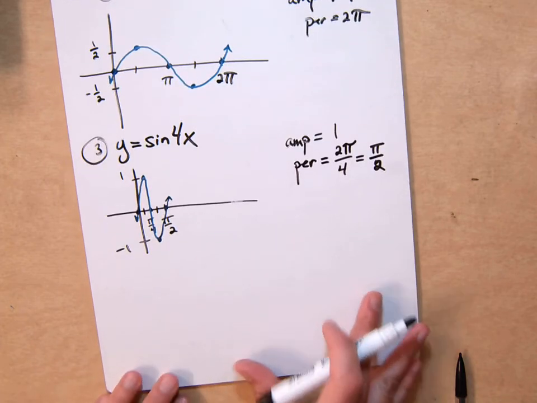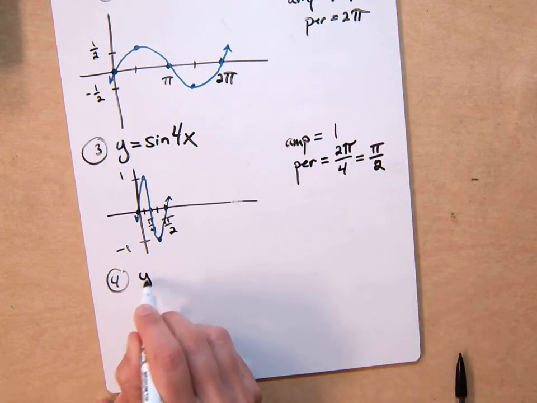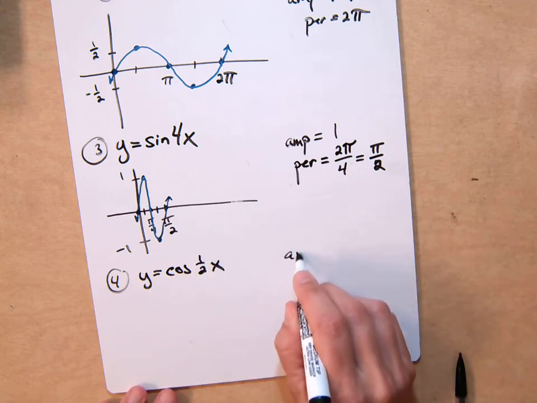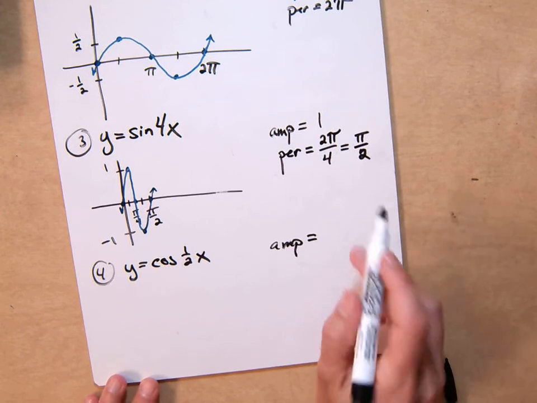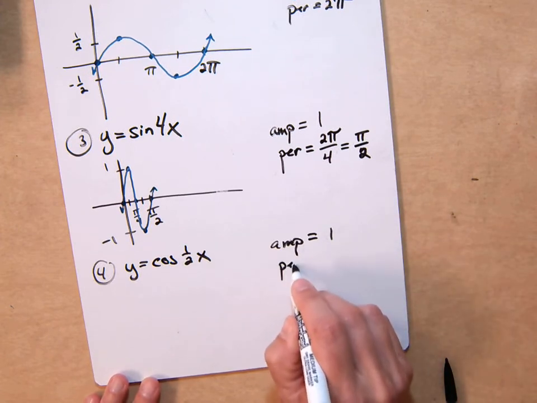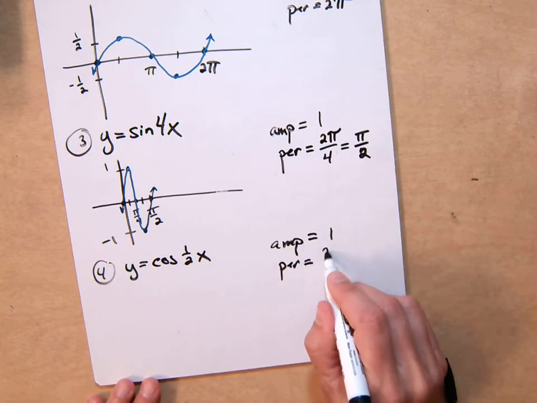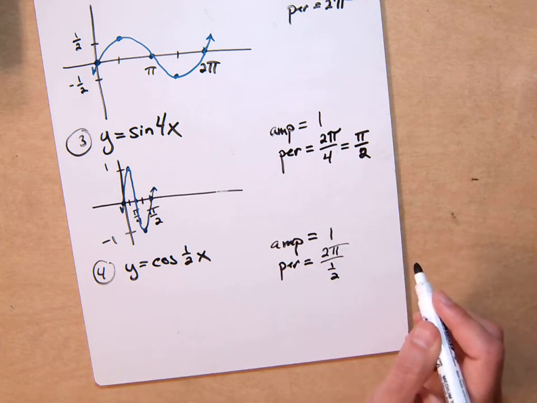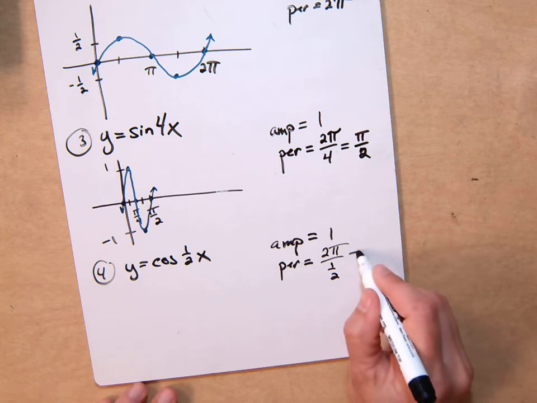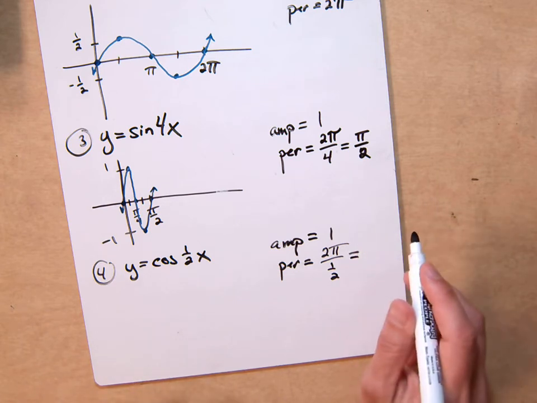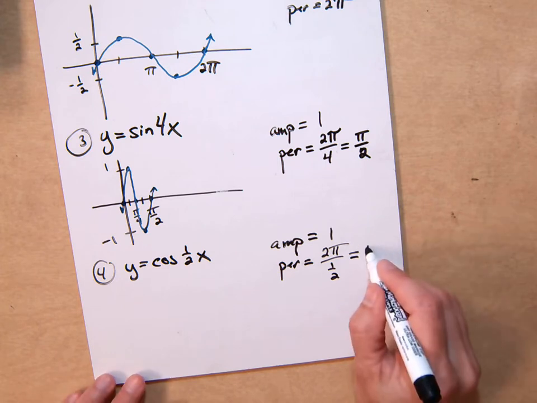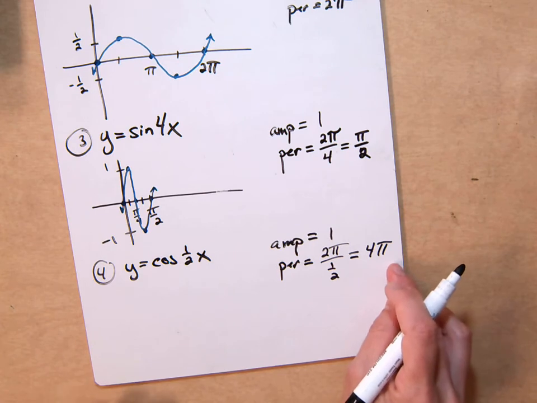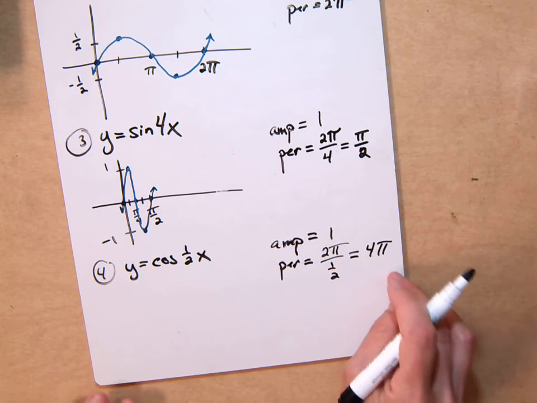Okay, so let's try number 4, y equals cosine of a half x. So what's the amplitude? 1. The period is 2 pi over a half. When you divide by a fraction, it's the same as multiplying by the reciprocal. So we're multiplying by 2, we're doubling it. Dividing by a half is doubling. So 4 pi. So now it's going to take longer. The period, it's going to take 4 pi just to get in one period.